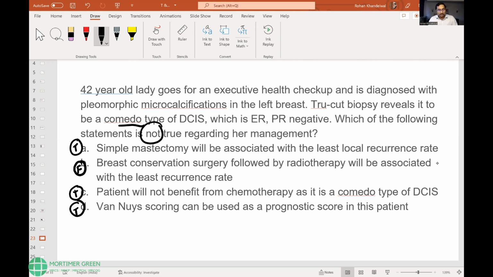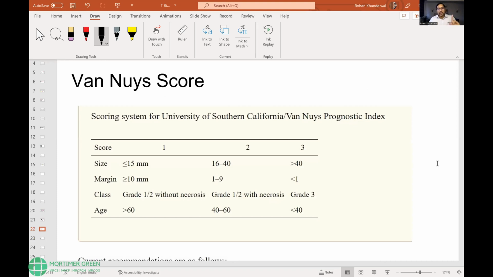This is correct. Van score. This is the Van score. It is mentioned in Bailey as well. You should know about the Van score, that it includes four things: size of DCIS, margin status, the type of DCIS, and age of the patient. Please remember that ER/PR status is not included in DCIS.